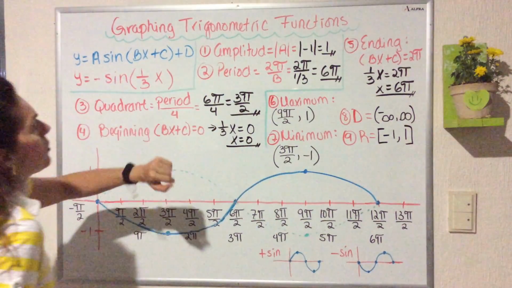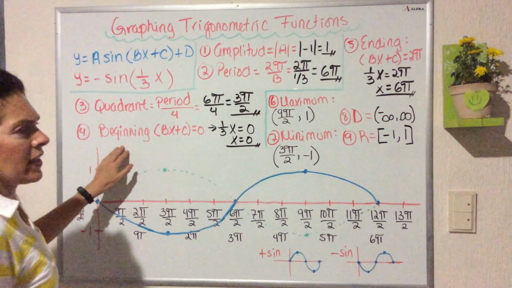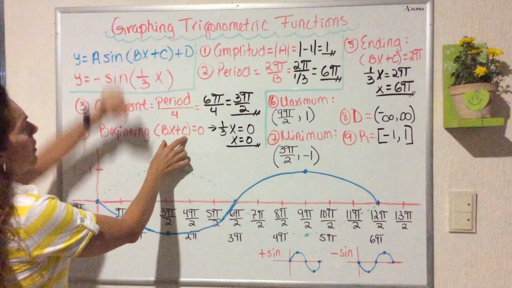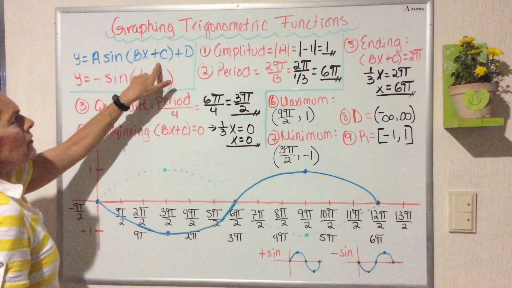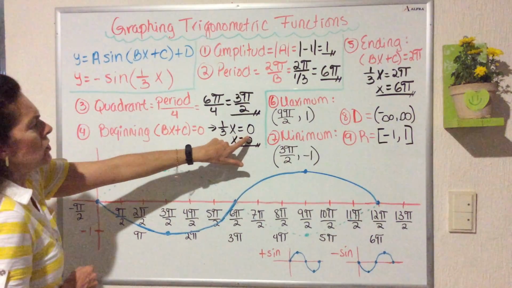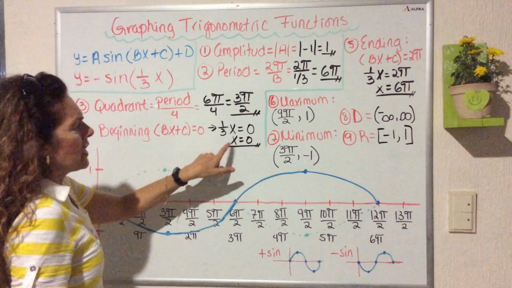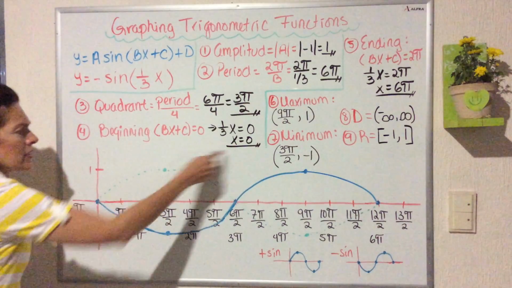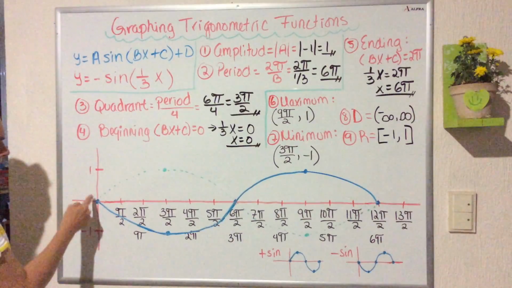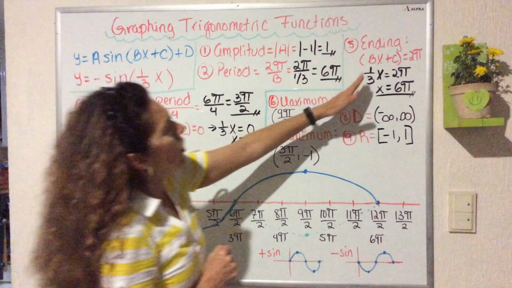Okay? Then continue. The beginning of the period or the cycle. We take whatever we have inside the parentheses, but remember, we don't have c, so we have 1/3 x equals 0 because we don't have any c. When we solve for x, we get x equals 0. So this is telling us that the beginning of our graph is going to be at 0 on the x-axis, okay?